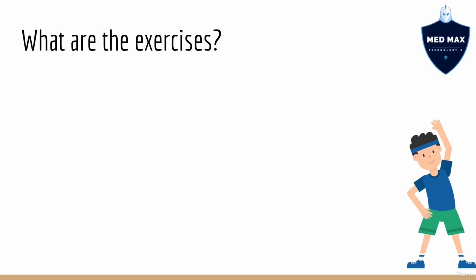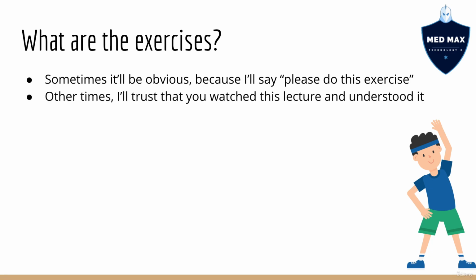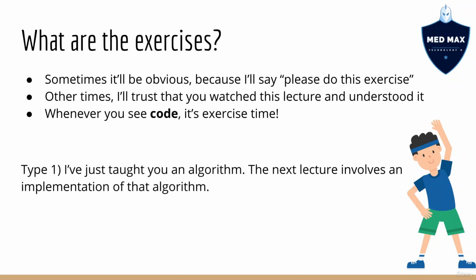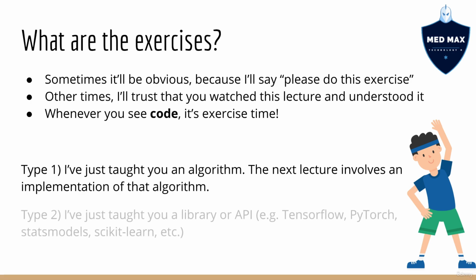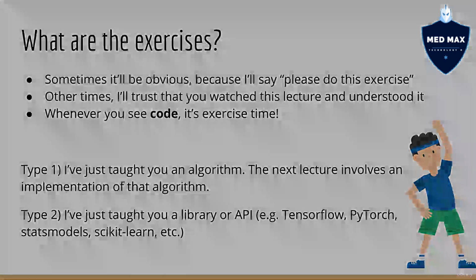This brings us to our next point, which is, what are the exercises for this course? Now, in some cases, this will be obvious because I'm going to say, here's an exercise, please do it. But sometimes it's going to be less obvious, and I'm going to trust that you've watched this lecture and understood what I'm saying. Basically, any time that you see code, that is an exercise. There are two types of code you might see. Number one, I've just taught you an algorithm, in which case, the next code lecture will involve an implementation of that algorithm. Number two, I'm walking you through how to use a library or an API, for example, TensorFlow or PyTorch or statsmodels.